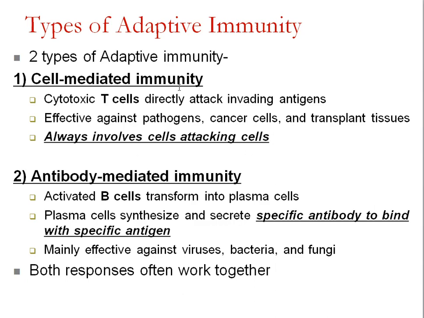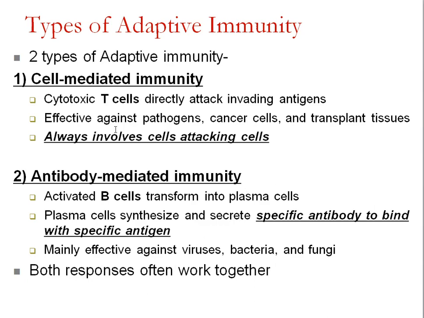So cell-mediated immunity, there's a couple things here. When you think of cell-mediated immunity, you should be thinking of T cells. T cells are cell-mediated immunity, and this involves cells attacking other cells. Antibody-mediated immunity, we're talking about the B cells. And our B cells are a little different because they turn into plasma cells, and then our plasma cells synthesize and secrete a specific antibody to bind to a specific antigen. So we got lots of specificity going on here. And this is mainly effective against viruses, bacteria, fungi, and often both of these responses are working together.